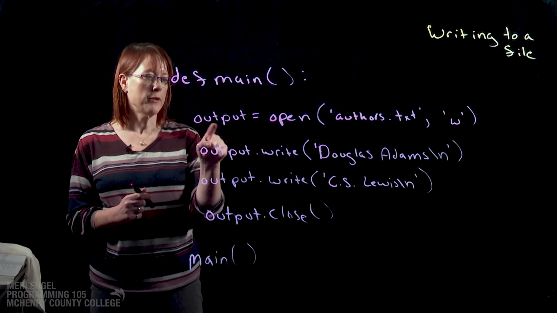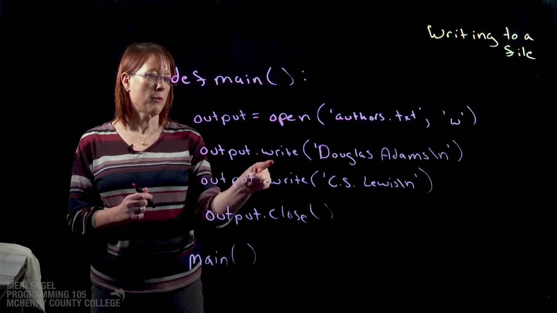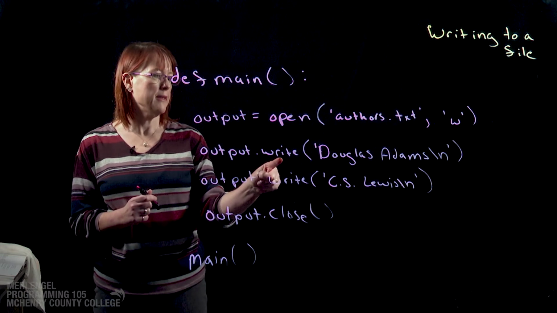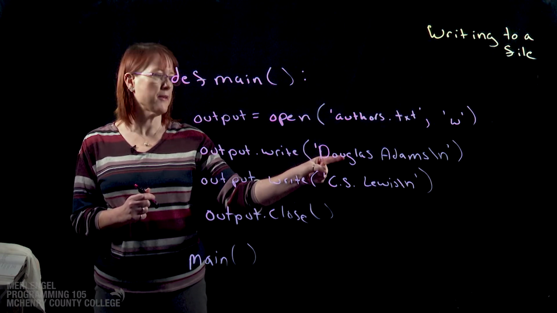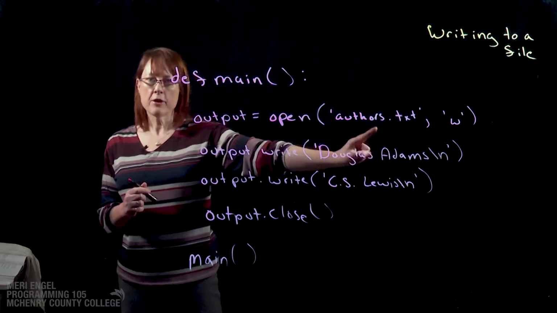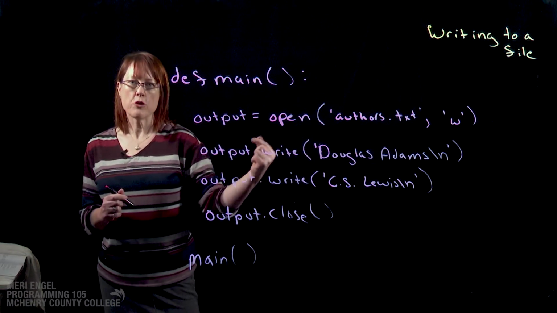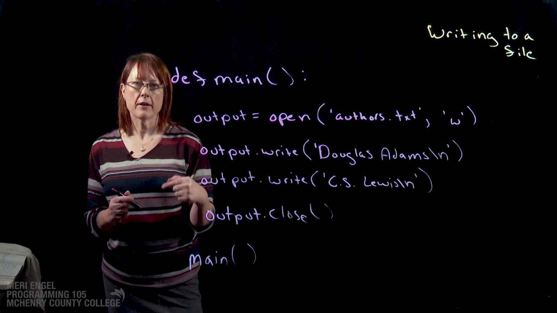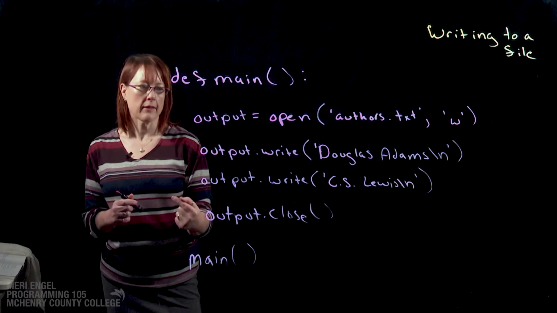We're going to use output, our variable, with our object method. Again, that's a function, write, and we're going to put in Douglas Adams. He wrote Hitchhiker's Guide to the Galaxy. And we have to end with that \n, that new line sequence. That indicates that it's the end of that record, the end of that line.